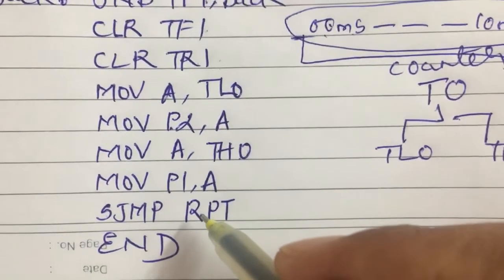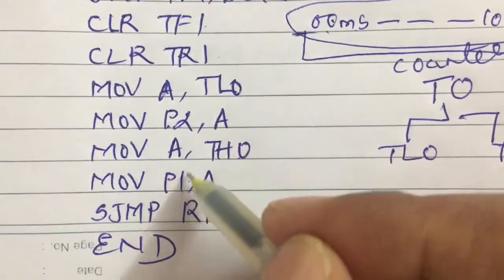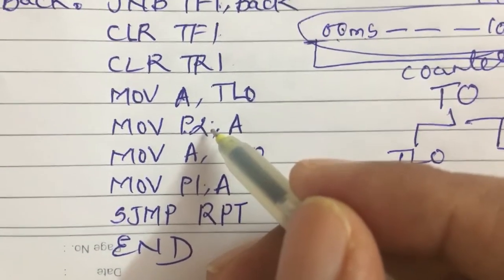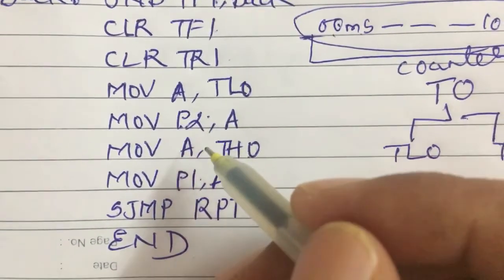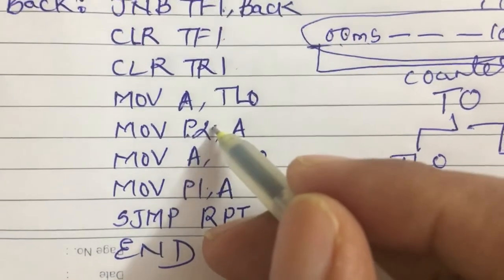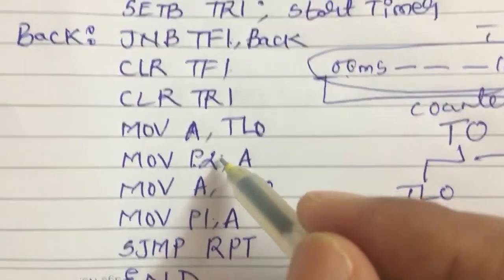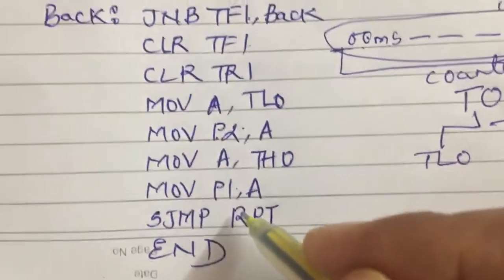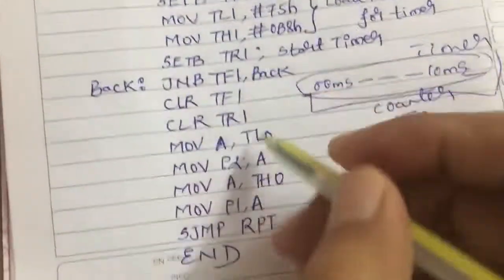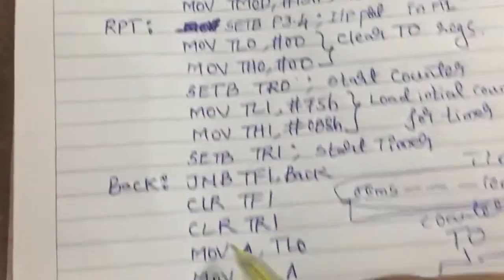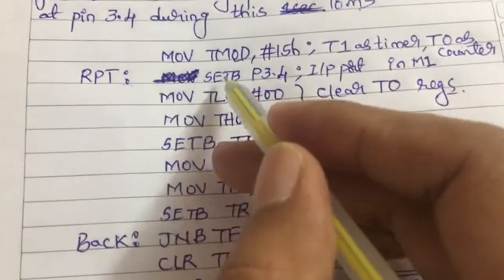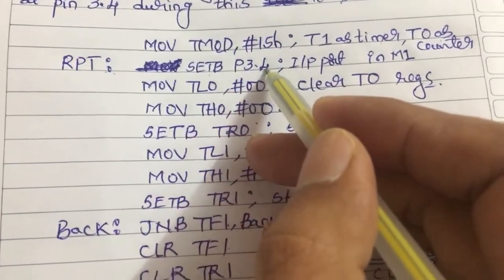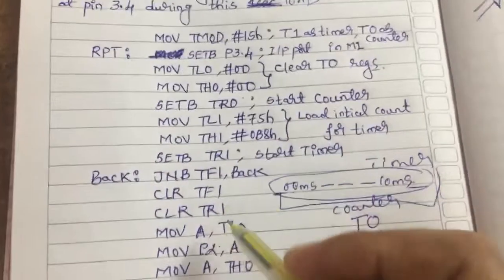So from P1 and P2 we come to know the number of pulses counted, which are coming from pin P3.4. In order to repeat this process continuously we use SJMP RPT, and RPT is the label given at the JB P3.4 instruction. So this is how we can write the program.